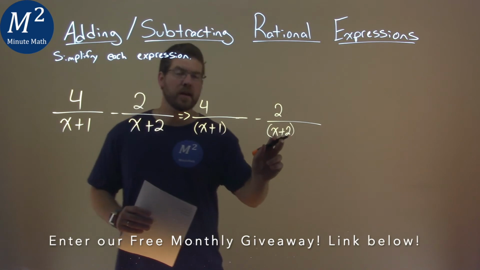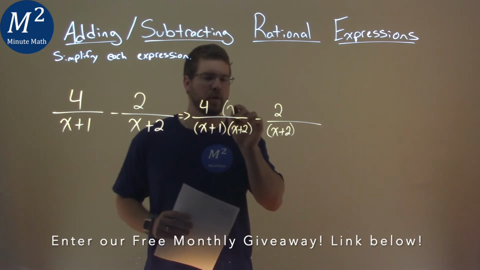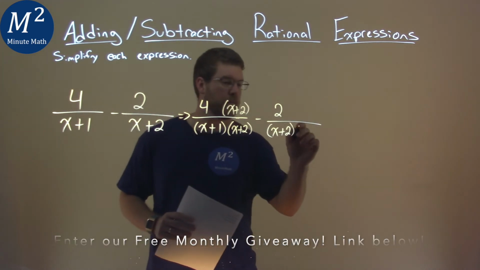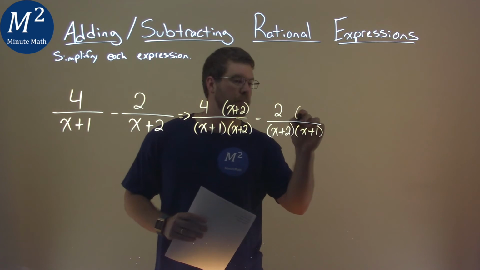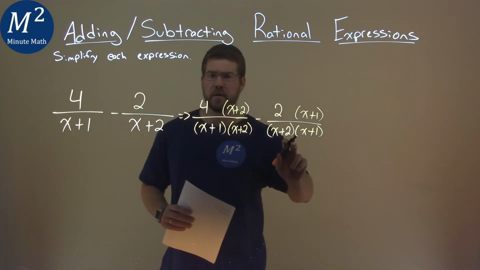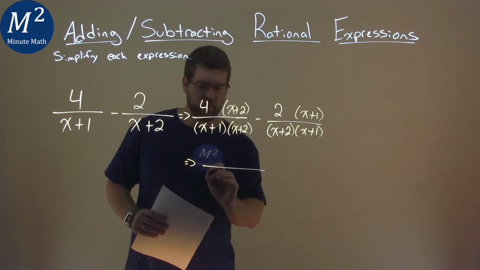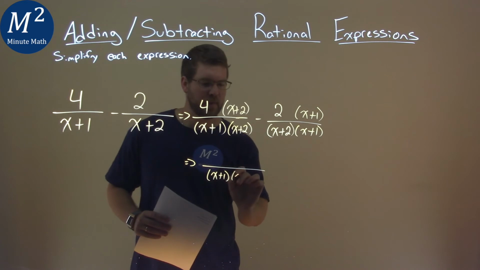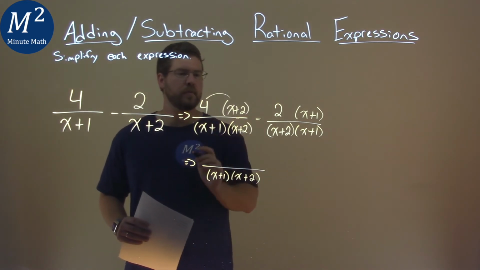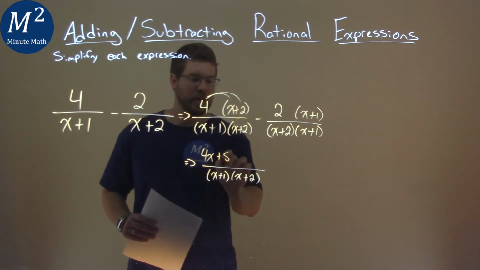But I'm going to take this denominator of x plus 2 and multiply it here. And I put it over itself. Same with this x plus 1 on this side. x plus 1, x plus 1. We now have the same denominator here, x plus 1 times x plus 2. So we can write this as one fraction, x plus 1 times x plus 2. So now let's go distribute this. 4 times x is 4x, and 4 times 2 is 8.